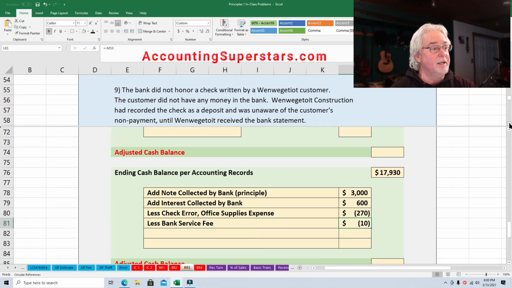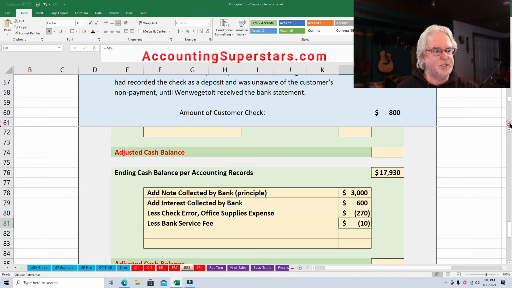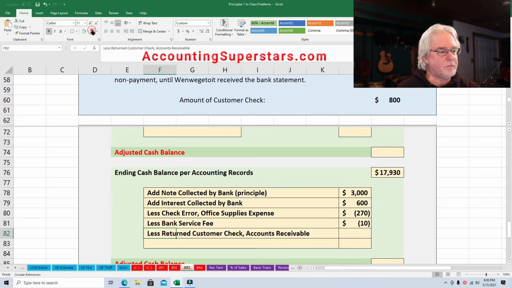All right. Now, number 9, the bank did not honor a check written by a when we get to a customer. The customer did not have any money in the bank. When we get to a construction, has recorded the check as a deposit and was unaware of the customer's non-payment until when we get to it received the bank statement. So this was a big surprise. It's like, wow, this customer's check bounced. So what we'll do is we'll put it down here.